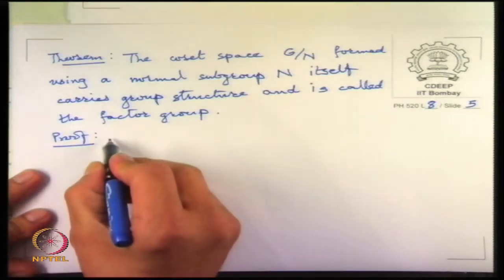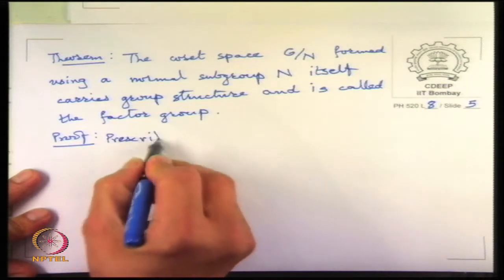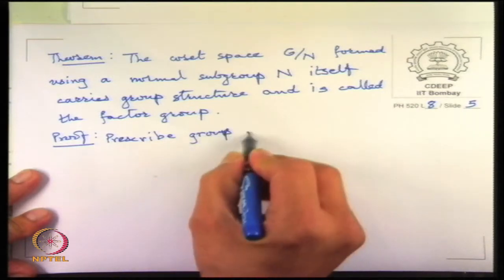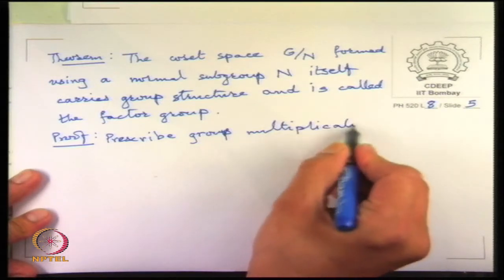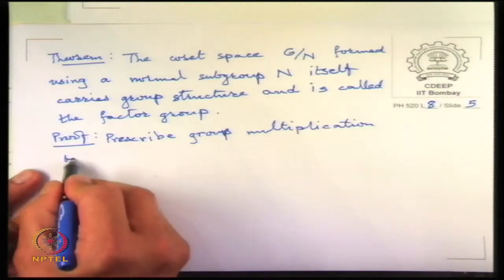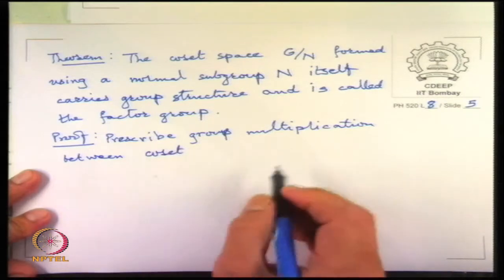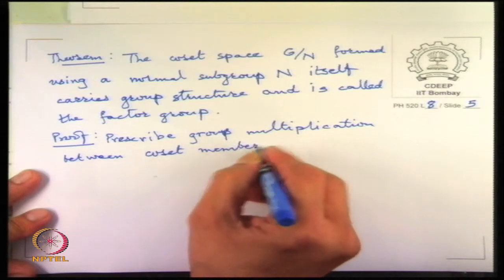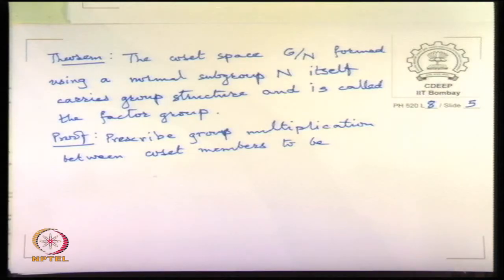So we prescribe group multiplication between coset members to be the G group multiplication between its representative members.